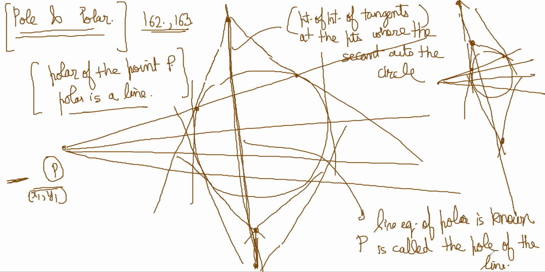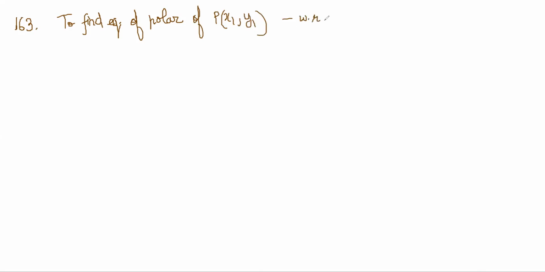Now how will we get the equation of pole and polar? So let's see what he is doing. Article 163. Article 163 is to find the equation of polar. To find the equation of polar of point P x1 comma y1 with respect to the circle x square plus y square is equal to a square, right?